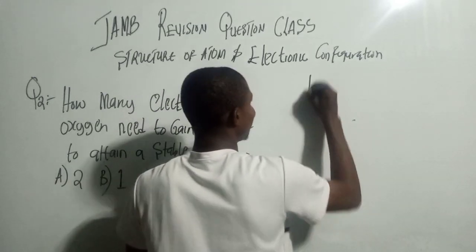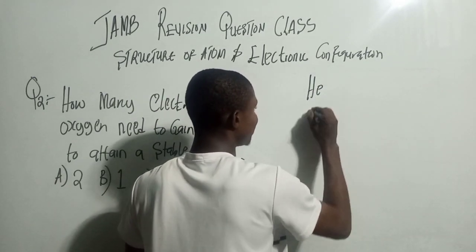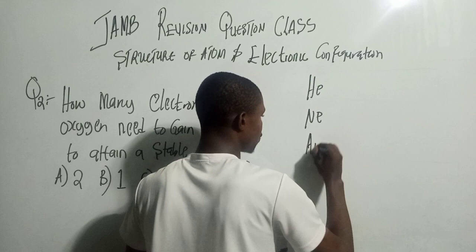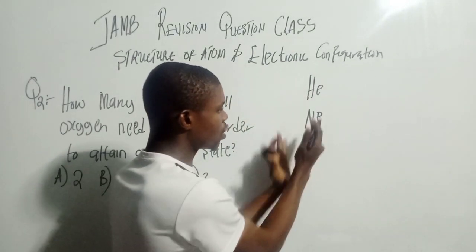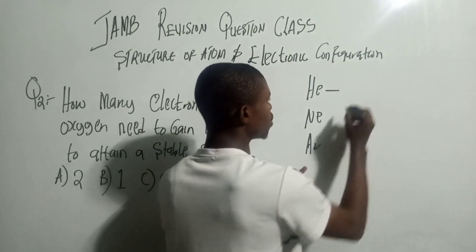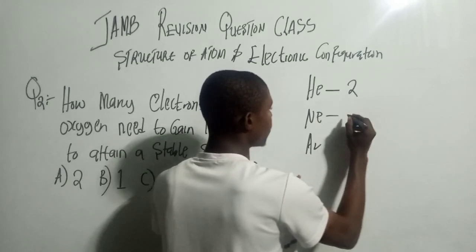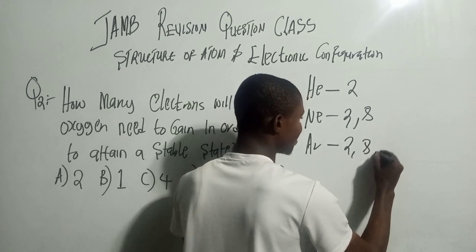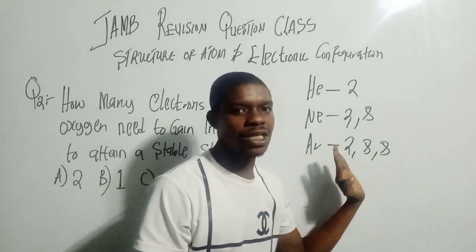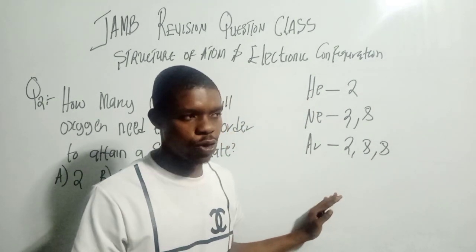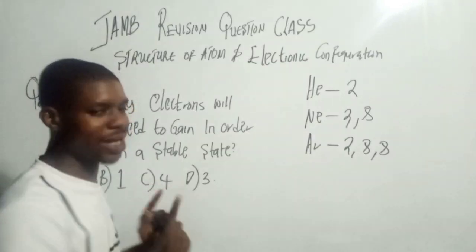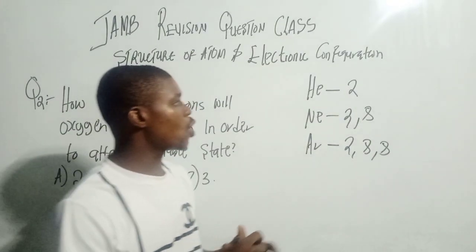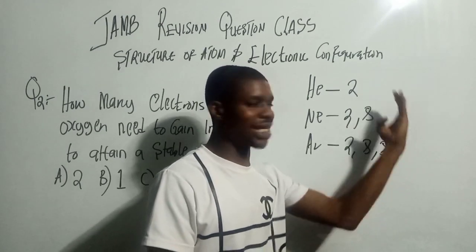Now, we have recorded the noble gases. We have recorded helium, neon, argon. We also have some other ones here. Now, let's focus on this one here. The only configuration is 2. Here we have 2, 8. Here we have 2, 8, 8. Now, this is called the octet electronic configuration. It suits this question here. Do you get that? So elements want to attain these states.